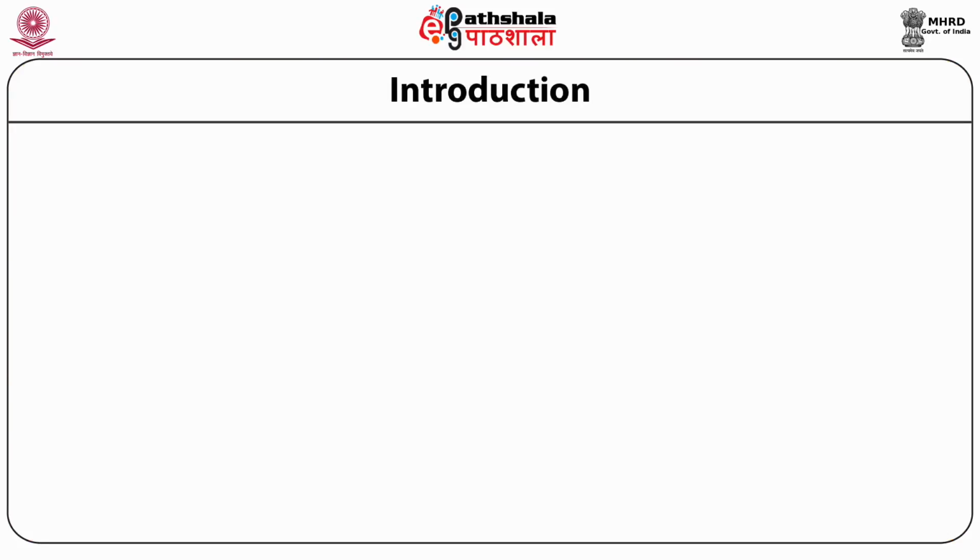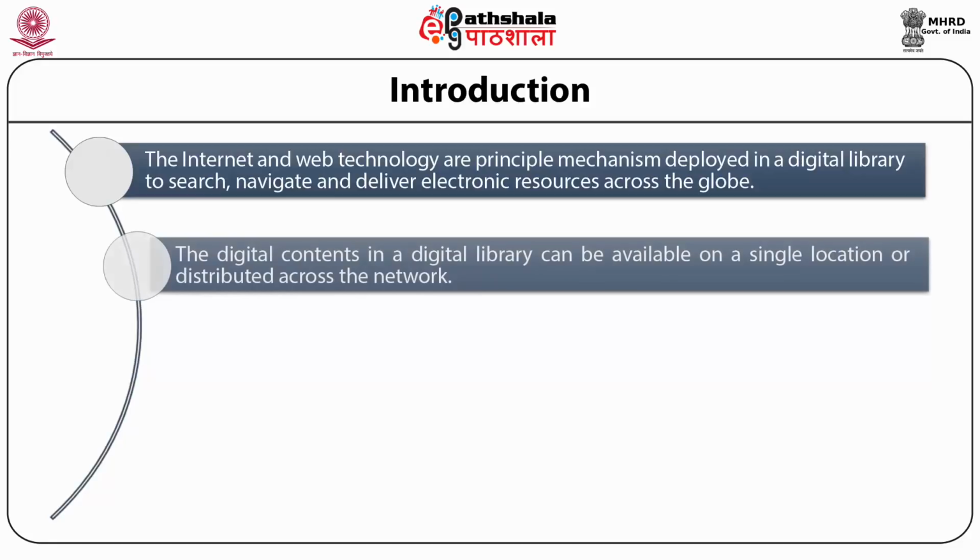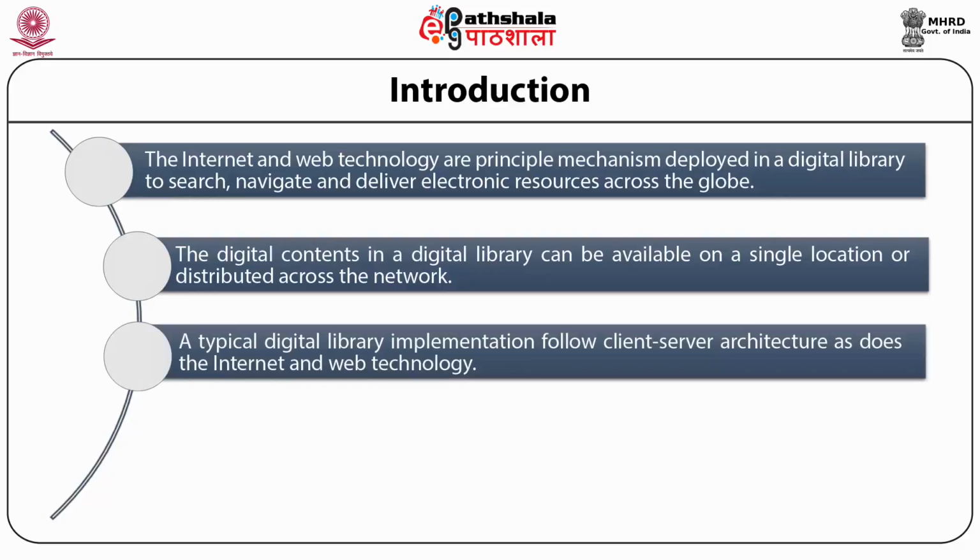Let us have an overview of digital library architecture. See, the internet and web technologies are principal mechanisms that are deployed in digital library to search, navigate and deliver electronic resources to the globe. The digital contents in digital library can be available on a single location or it may be distributed across the network, and the digital library implementation follows the client server architecture as does the web and internet technology.